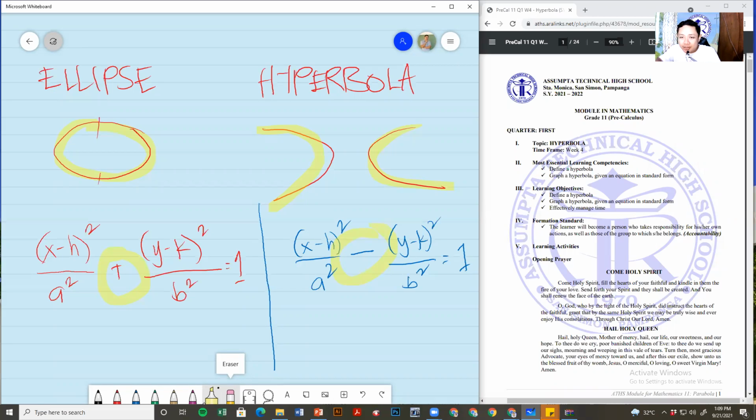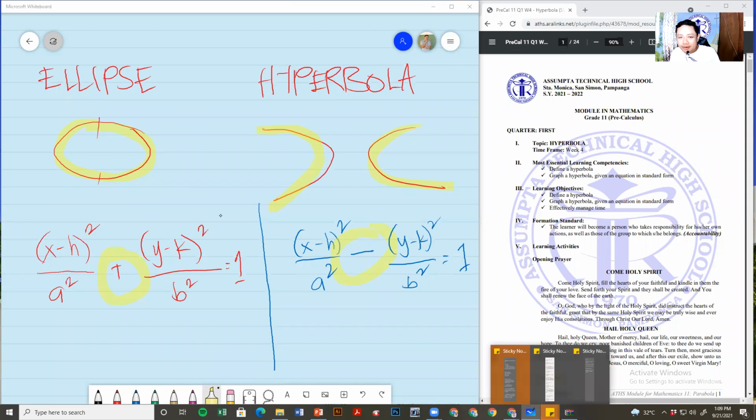Okay? Kindly show a reaction if that context is clear. Any reaction, please? Show a reaction if that context is clear. So therefore, you will know the difference between the two. They exactly have the same format, just that for the ellipse, it's addition. For the hyperbola, it is subtraction. Okay, take note of that.